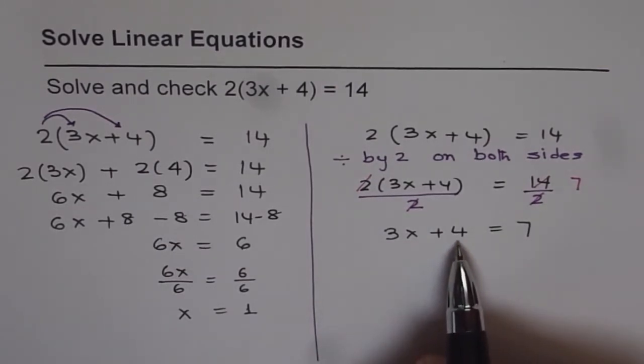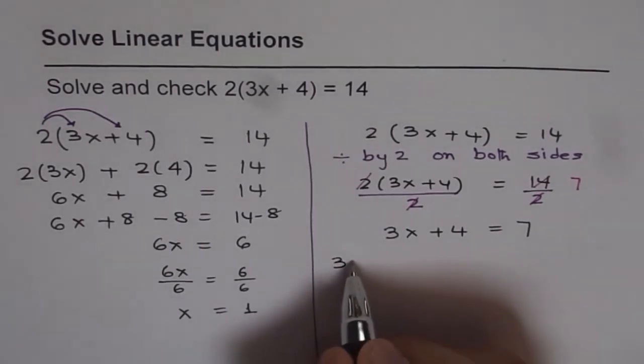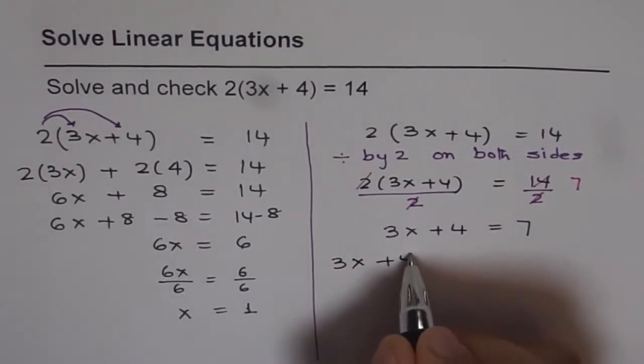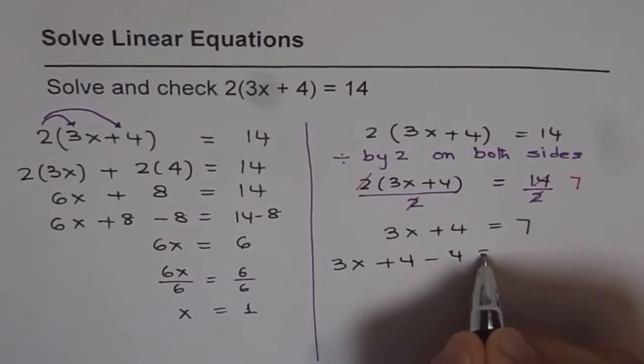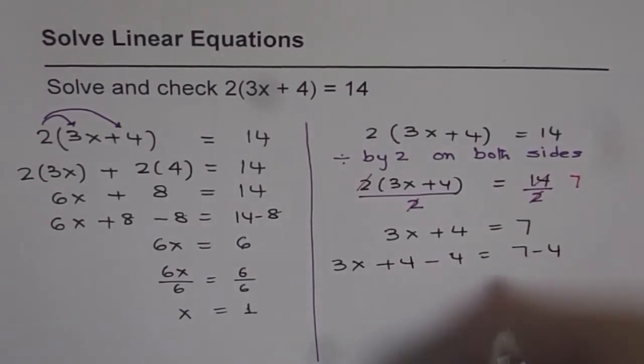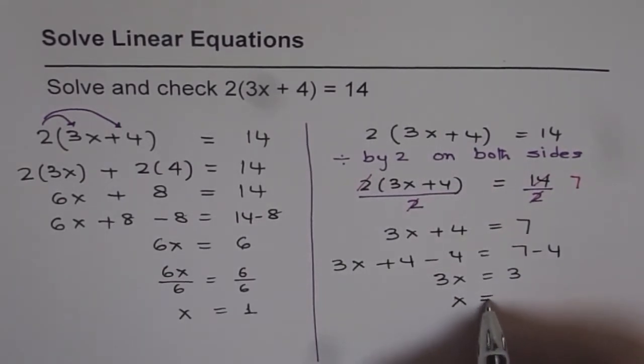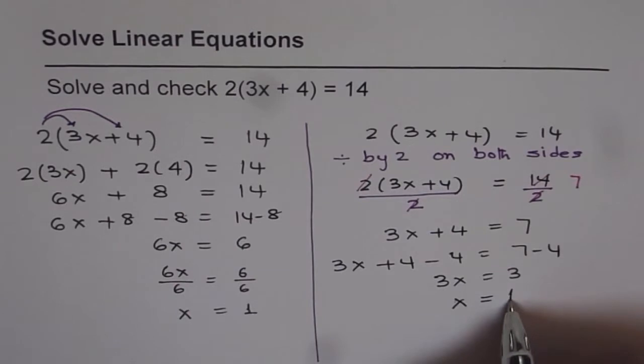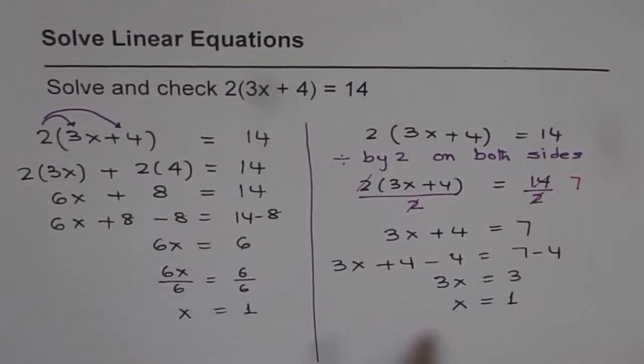Now we need to get rid of 4, so let's take away 4 from both sides. So it is 3x + 4 minus 4 equals 7 minus 4. That gives us 3x = 3. Dividing by 3 on both sides will give us x = 1. I've not written that step, but just match it out. x = 1. So we have solved it.